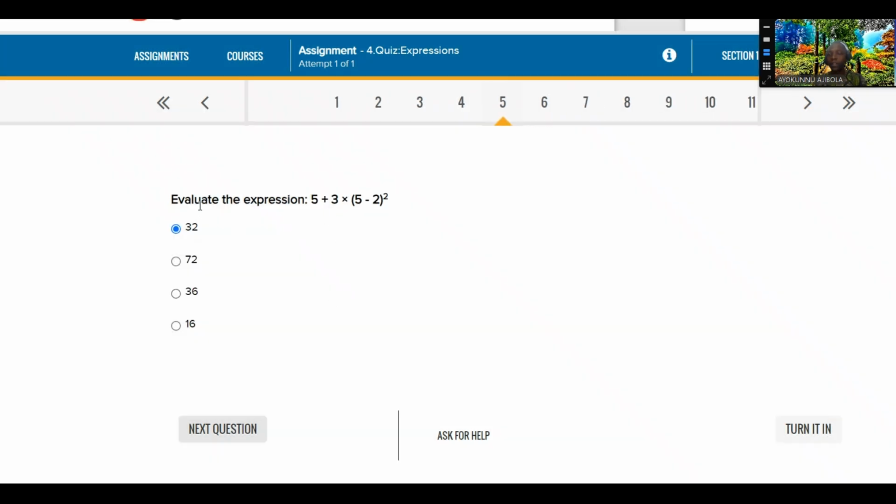And the next one says, evaluate the expression. We'll firstly solve the bracket. 5 minus 2, that's 3. Then it has a square. That's 3 square is 9. Then you have to multiply first before addition. 9 times 3 is 27. Then plus 5 gives us 32. Is that clear?